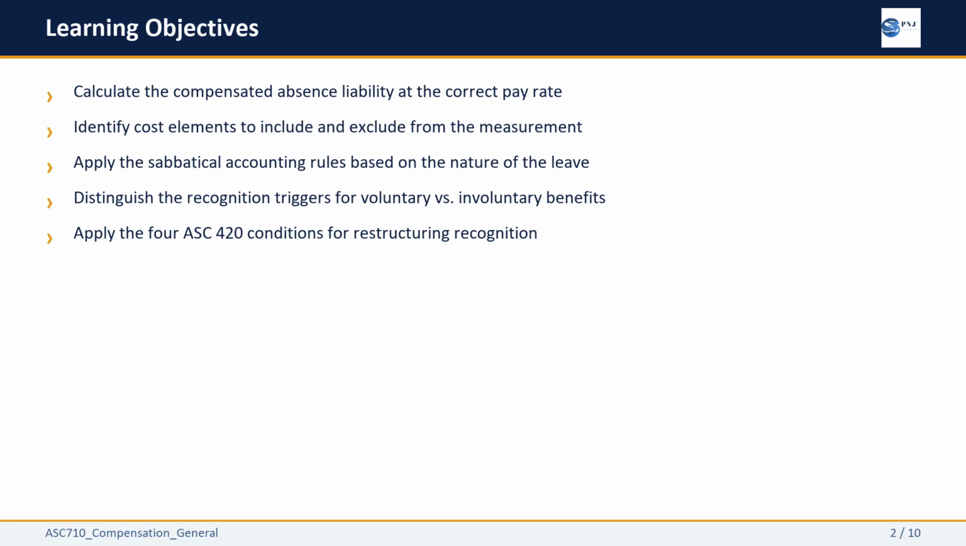By the end of this section, you will be able to measure the compensated absence liability at the right amount, using the right pay rate, including the right cost elements, and adjusting for expected forfeitures. You will apply different accounting treatments to sabbatical leave depending on whether it is for rest or for productive duties. And you will know exactly when to recognize a termination benefit. Whether the employee chose to leave or was told to leave, those are two very different accounting events.